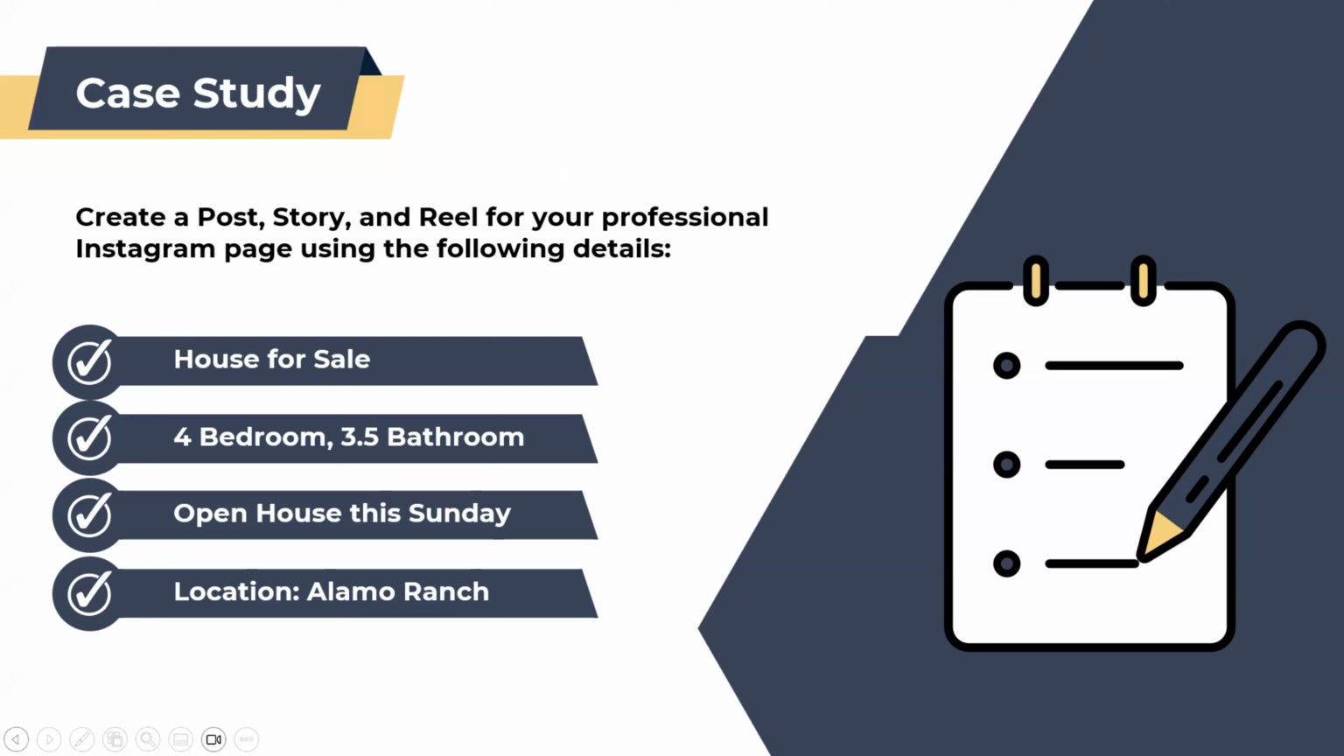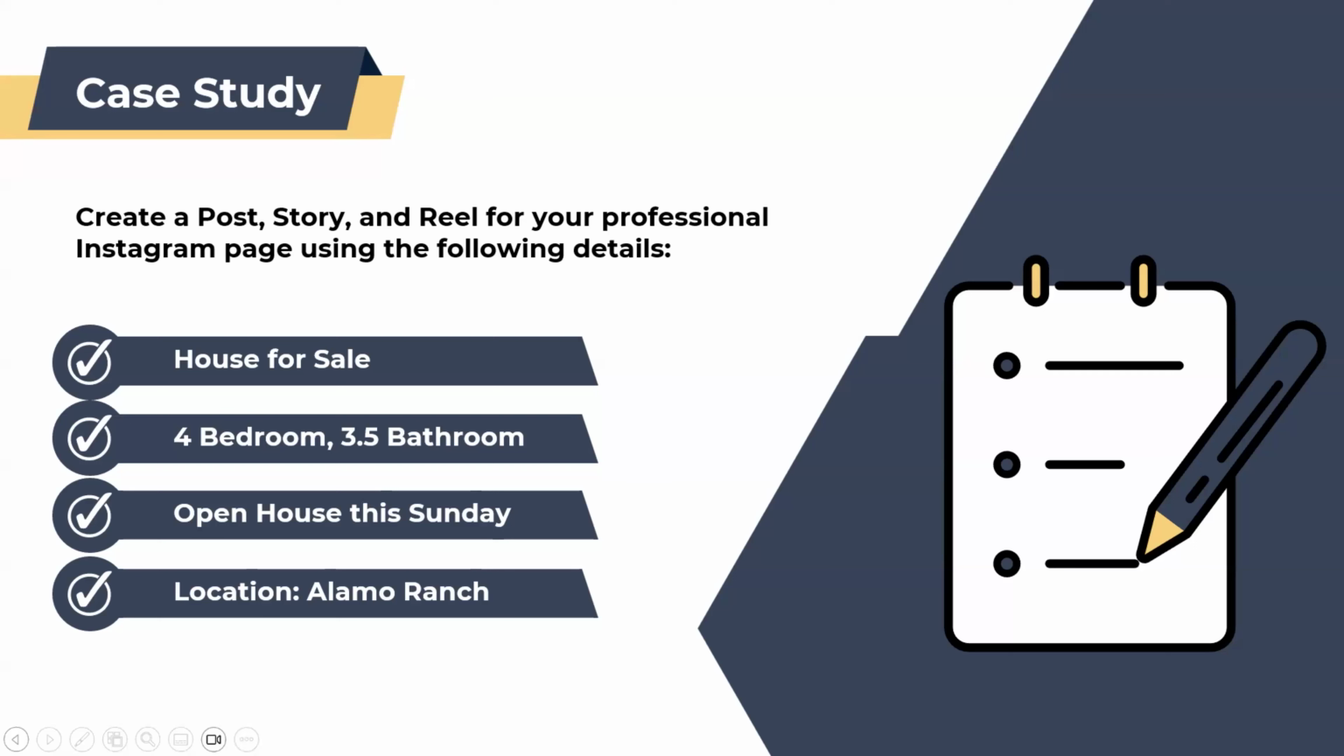Decide what kind of post you want to do. Are you going to keep this on your page as a post, or are we going to do this as a story? It's a lot of personal preference. I personally would do a post and follow it up with a story, and have that story be talking about the open house mostly, and have the post be talking about the home for sale mostly.